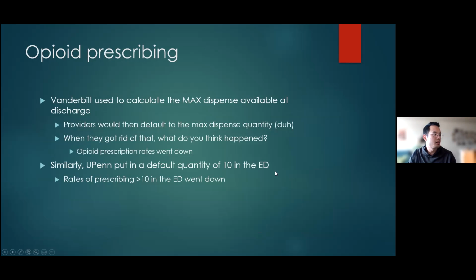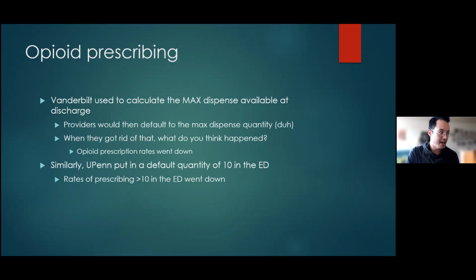Other examples that have been used nationwide are with opioid prescribing. At Vanderbilt, when they switched their HR system, they took the opportunity because they used to have a calculator that would show the maximum allowed dispense quantity of an opioid. So when someone came in with a broken leg, and you wanted to give them oxycodone, it would tell you you're allowed to give this many. And providers would just say, okay, you calculate it for me, I'm going to give them the max dispense quantity, which makes sense. So they got rid of it.